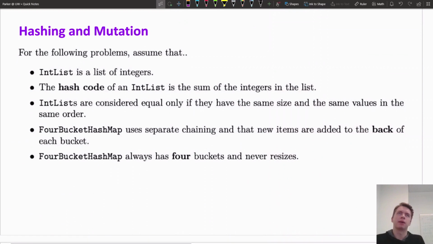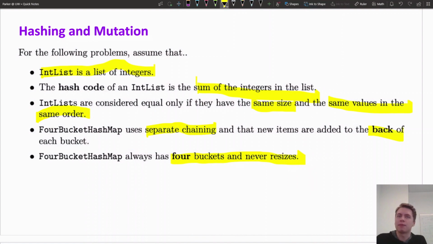For the following problem, we're assuming that an int list is a list of integers. The hash code of our int list keys is the sum of the integers in the list. Int lists are only considered equal if they have the same size and the same values in the same order. And we're working with a hash map that only has 4 buckets, never resizes, and uses separate chaining where we add new values to the back of each bucket.